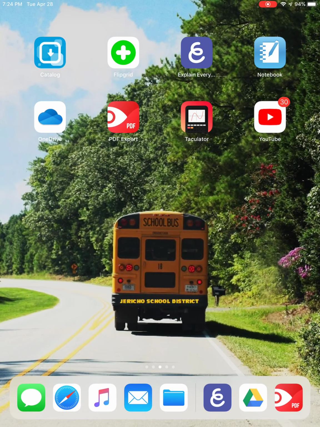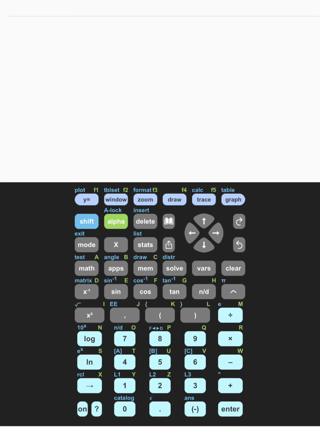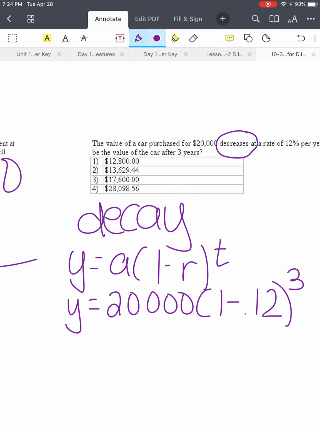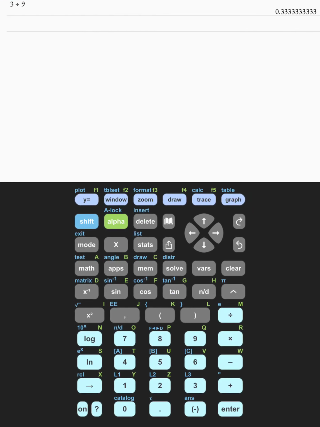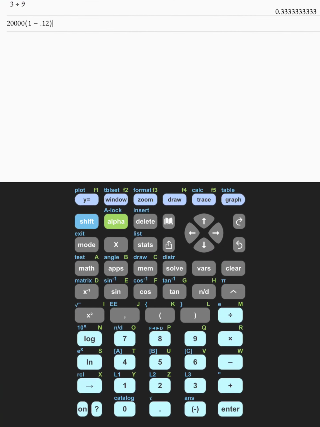You know what? I actually want to show you typing it in, just in case you're not sure how to do that part. So, oops, I forgot what I'm typing in. I'm sorry. 20,000, 1 minus 0.12. Okay, so just in case you're unsure how to type it in, 20,000, parenthesis, 1 minus 0.12, and then I need to raise it to the, is it 4 years? 3 years. I need to raise it to 3 years.